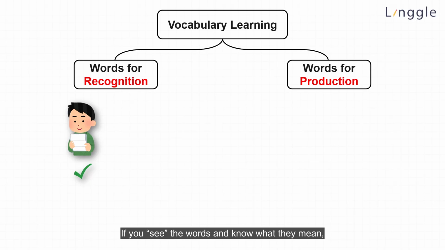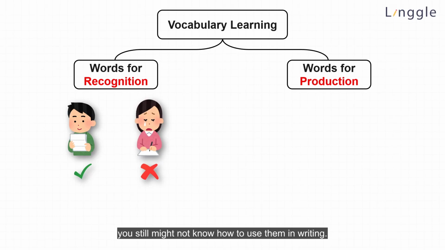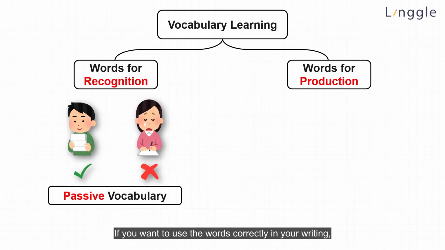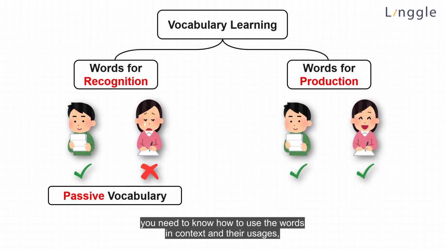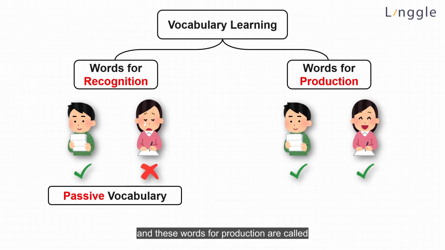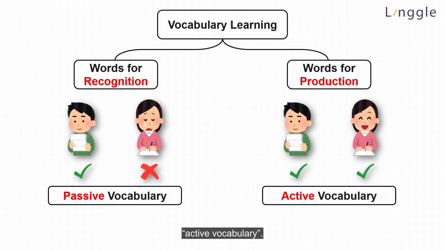If you see the words and know what they mean, you still might not know how to use them in writing. These words are called passive vocabulary. If you want to use the words correctly in your writing, in addition to meaning, you need to know how to use the words in context and their usages. And these words for production are called active vocabulary.